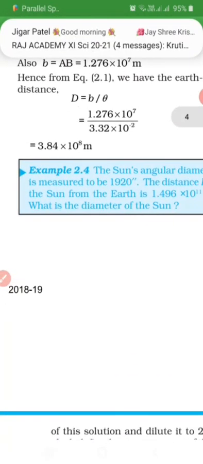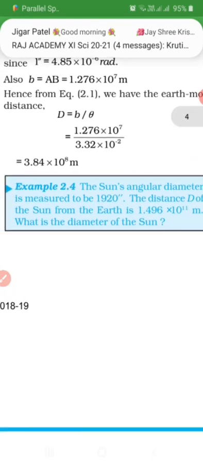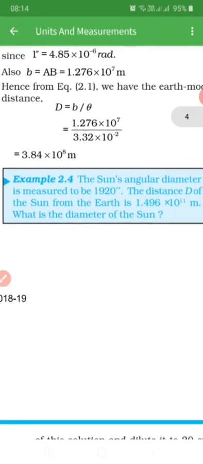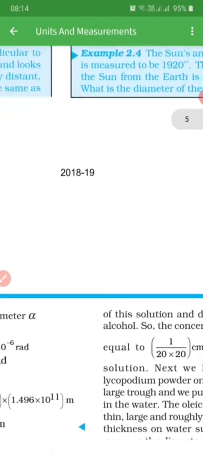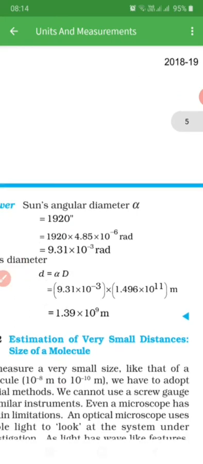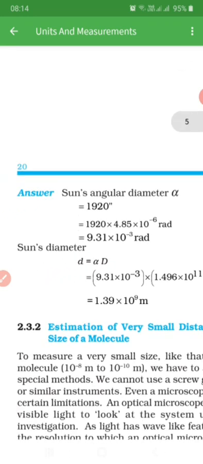Okay. Now next, the sun's angular diameter is measured to be 1920 seconds. The distance D of the sun from the earth is this one. What is the diameter of the sun? Same thing you have to use. Sun's angular diameter alpha is equal to 1920 seconds. You have to convert it into radian. Okay, so you will get this, and then you have to use this formula. You have to finish this till 2.4. Okay, then I will continue in the next video.